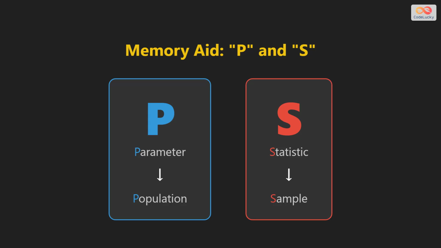Here is the easiest way to remember which is which. Parameter starts with the letter P, and it goes with population, which also starts with P. Statistic starts with the letter S, and it goes with sample, which also starts with S. Just remember, P goes with P, and S goes with S.